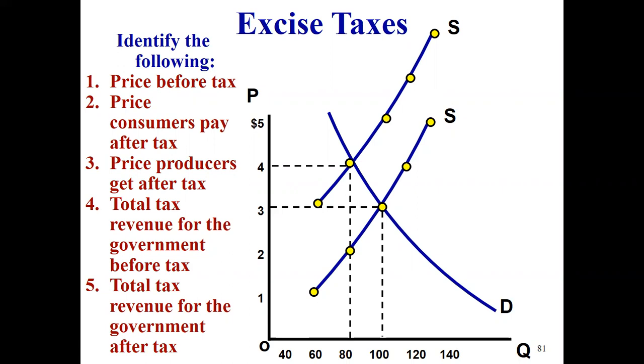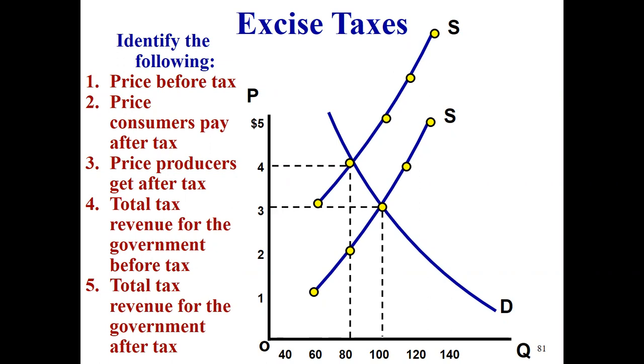Okay? All right, now, total tax revenue for the government before tax, that's zero. Total tax revenue for the government after tax, $2 per sale, and how many sales? 80. You got it. 2 times 80, 160. All right, which is the same thing as the area of this box, which is 160. All right?